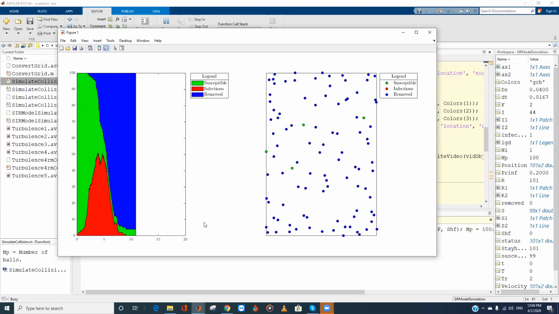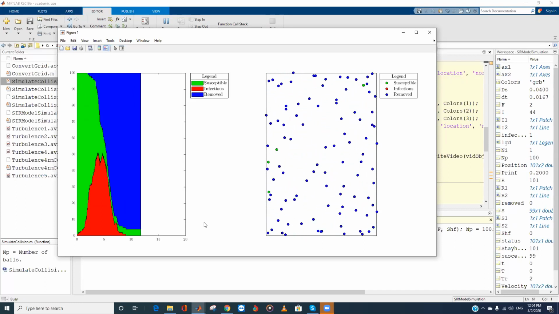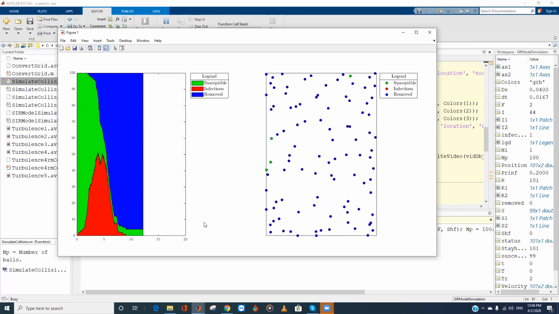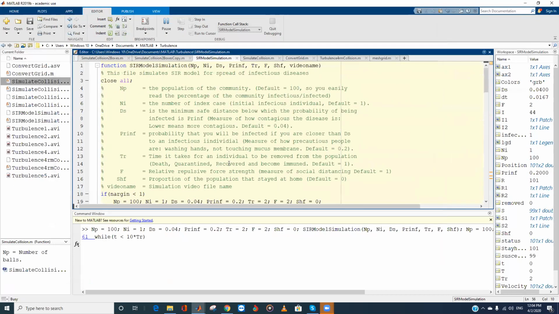So first, I need to explain the basic set of default values for all these parameters that I've used and what each of them mean. So now let us just look at this quickly. At the top here, we have MP, which is the number of population in the community. I'm using 100. The reason I'm using 100 is so that we can easily read off the percentage of the community that is infected at any particular time without having to do any other calculation.